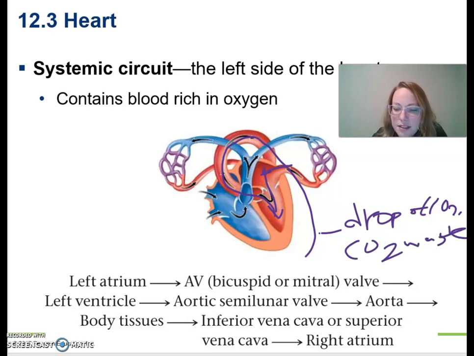And at the capillaries, then we're going to start returning. We're going to go through our superior or inferior vena cava, or the coronary sulcus on the back of the heart, into the right atrium.